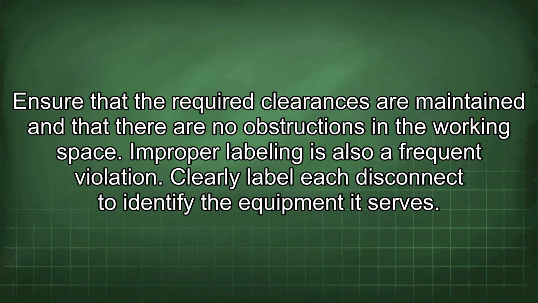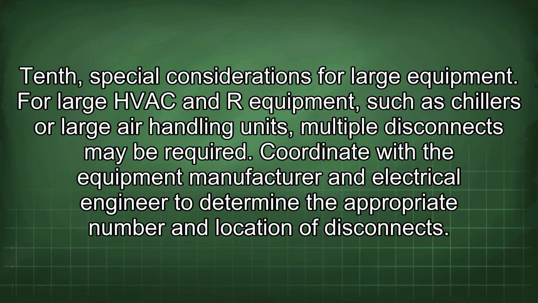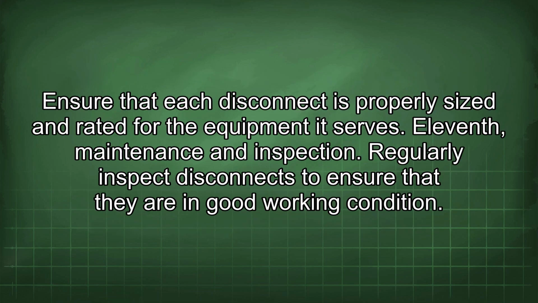Improper labeling is also a frequent violation. Clearly label each disconnect to identify the equipment it serves. 10th, special considerations for large equipment. For large HVAC and R equipment, such as chillers or large air handling units, multiple disconnects may be required. Coordinate with the equipment manufacturer and electrical engineer to determine the appropriate number and location of disconnects. Ensure that each disconnect is properly sized and rated for the equipment it serves.